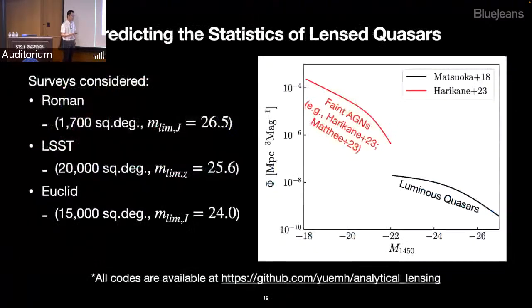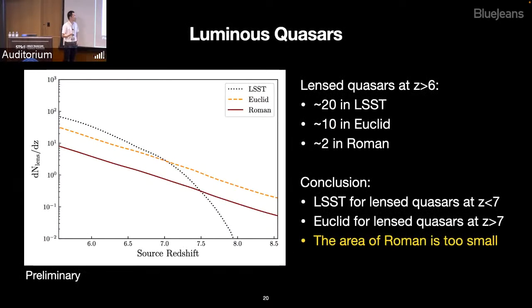Now I can predict the statistics of lens quasars and these AGNs in Roman. I also consider 2 upcoming surveys, Euclid and LSST. Now we can have a look at the results. First, let's consider luminous quasars. I calculate the number of lens quasars we can detect in these surveys. This number is about 20 in LSST at redshift beyond 6, about 10 in Euclid, and about 2 in Roman. I would say that's probably because Roman doesn't have a sufficient survey area compared to the other 2.